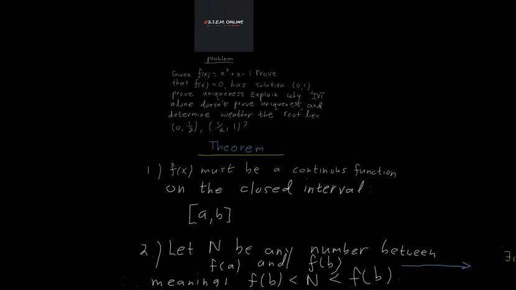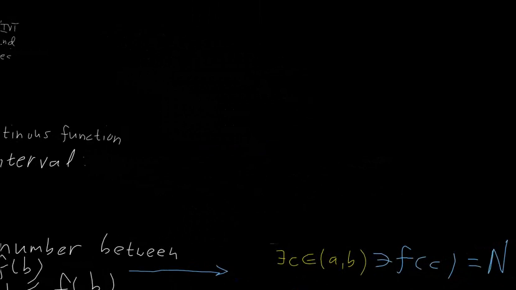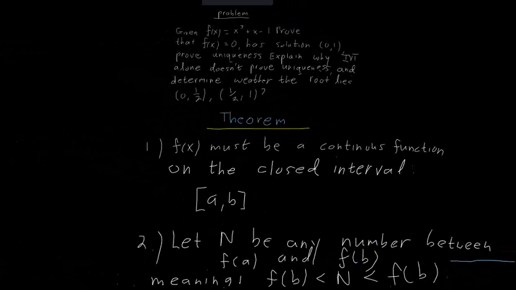Let's look at the theorem here. The theorem for the IVT states f(x) must be a continuous function on the closed interval [a, b]. That's the first condition. The second condition states: let capital N be any number between f(a) and f(b), such that N is sandwiched between f(a) and f(b). If that is the case, there exists a number c belonging to the open interval (a, b) such that f(c) equals capital N. That's the Intermediate Value Theorem.